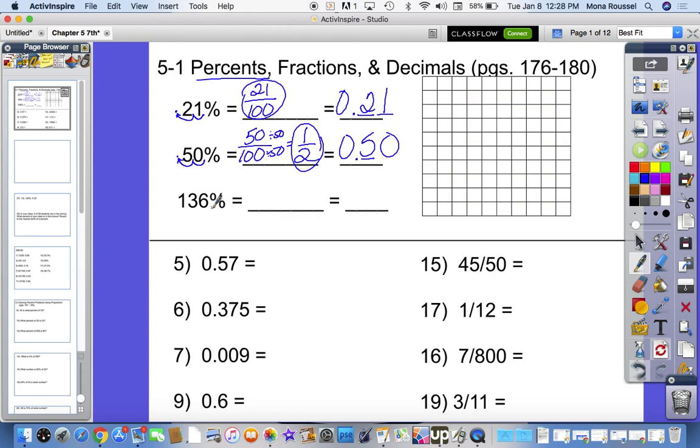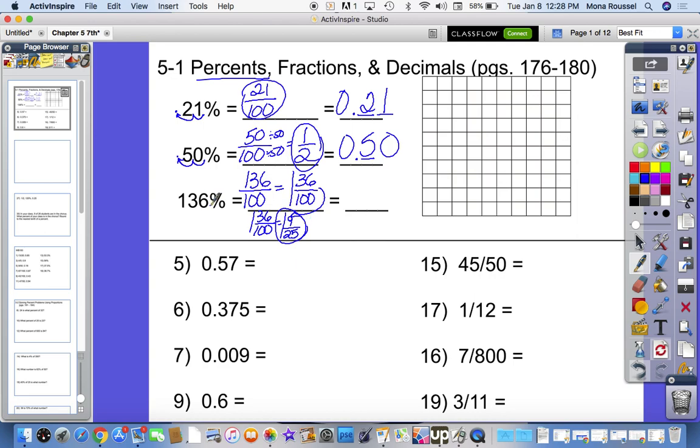We have 136% now. 136 out of 100 is an improper fraction. So the first thing we would have to do is change the improper fraction into a mixed number. We get 1 36/100. Then we have to ask ourselves if that can be reduced. If we bring the problem down here to give a little bit more space, we know that 4 can go into both 36 and 100. So the reduced form would be 1 9/25.